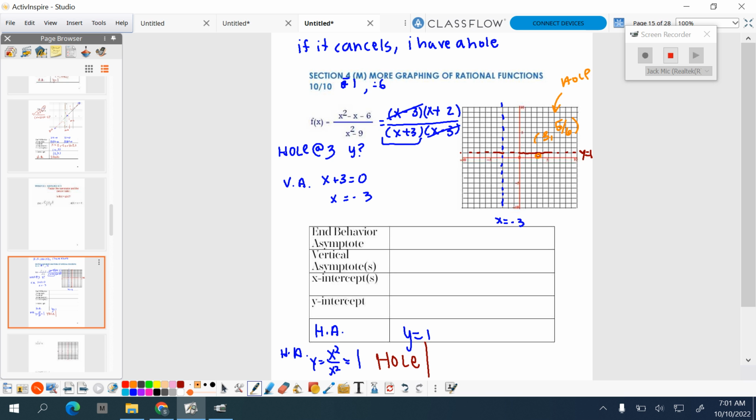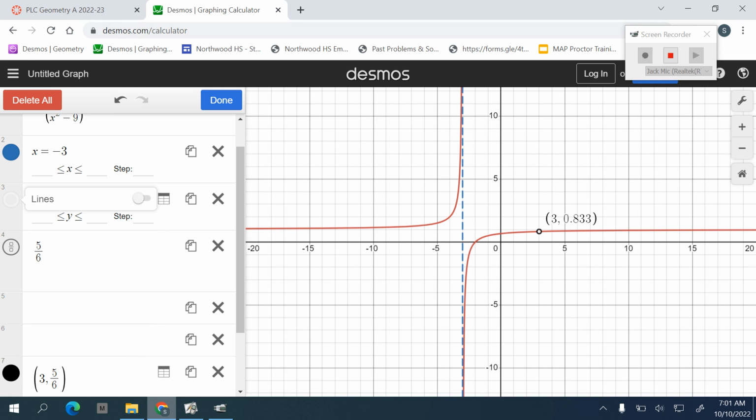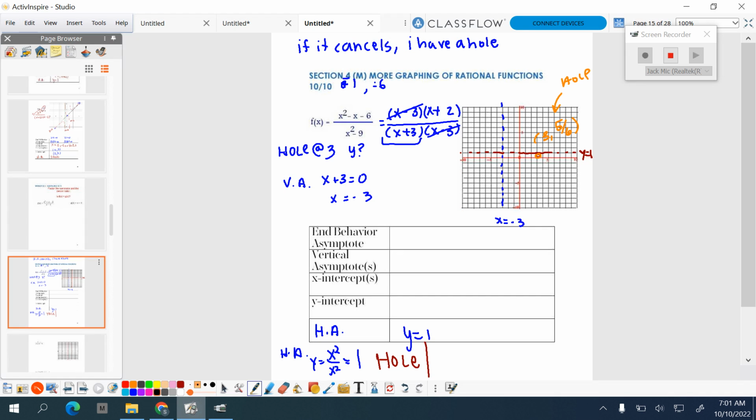Well, let's go ahead and do our sketch here. Let's go back to the graph here because I forgot what it looks like. Up and down. And my graph stopped at this hole. This is a removable discontinuity. You just graphed a removable discontinuity.